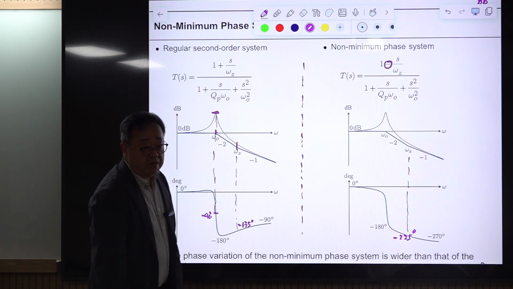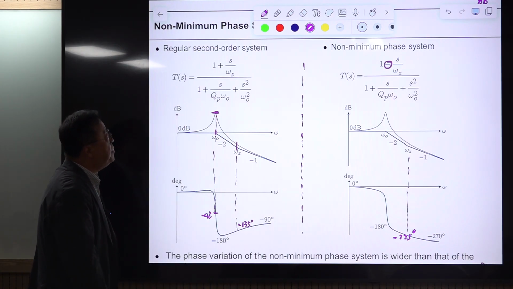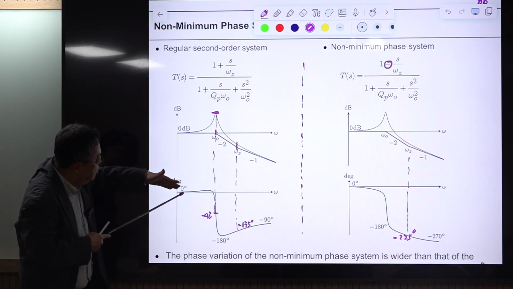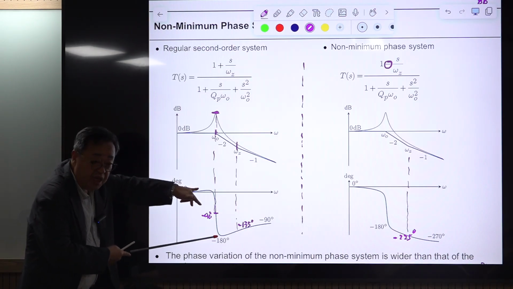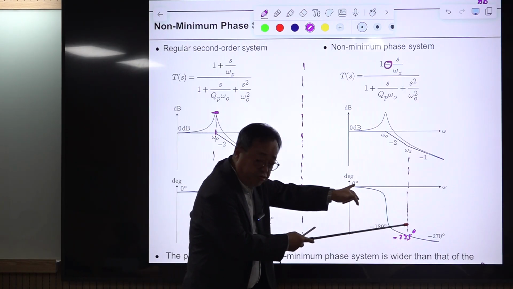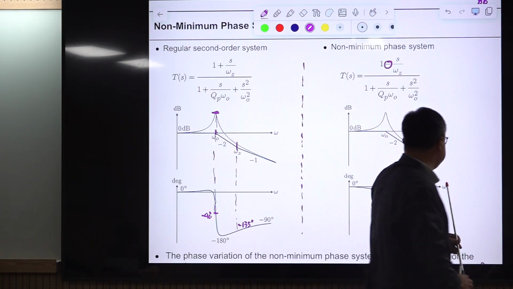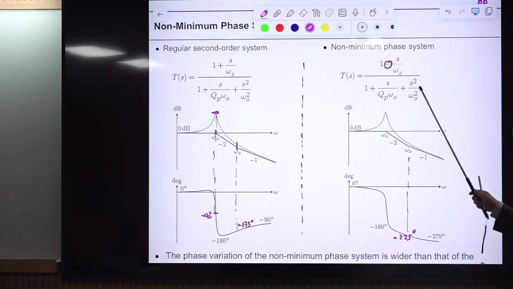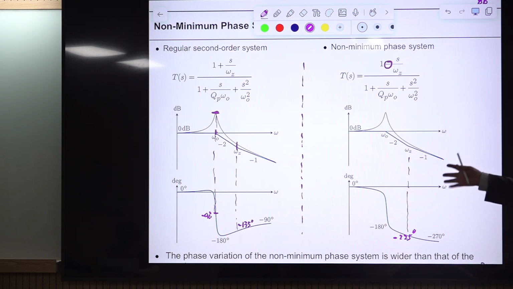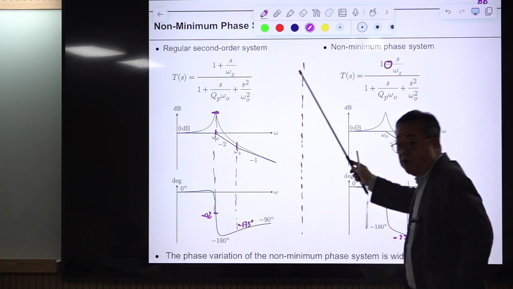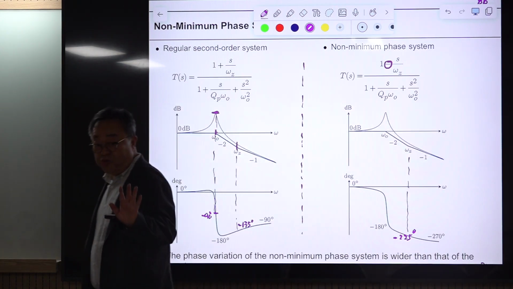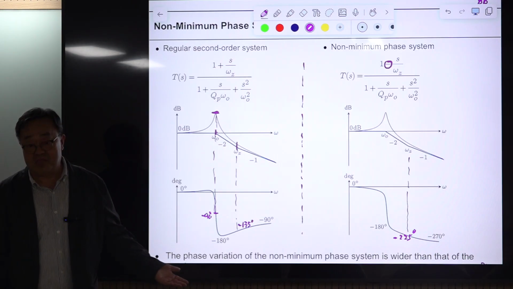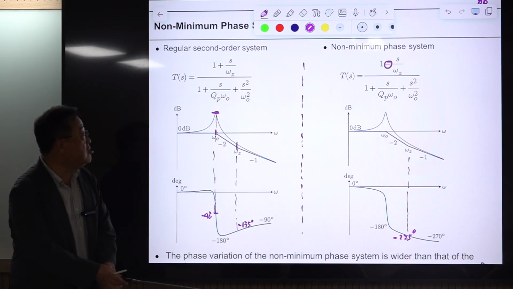Why is this called the non-minimum phase system? In this system the phase variation is 180 degrees. In this one, phase variation is 270 degrees. So the phase variation is non-minimum. So people call it a non-minimum phase system. Very strange name. But this means there is an RHP pole or RHP zero in the transfer function. That is the non-minimum phase system. Then this is the minimum phase system. They don't use the term minimum phase system, just regular system, or a system. Okay? This is very important.